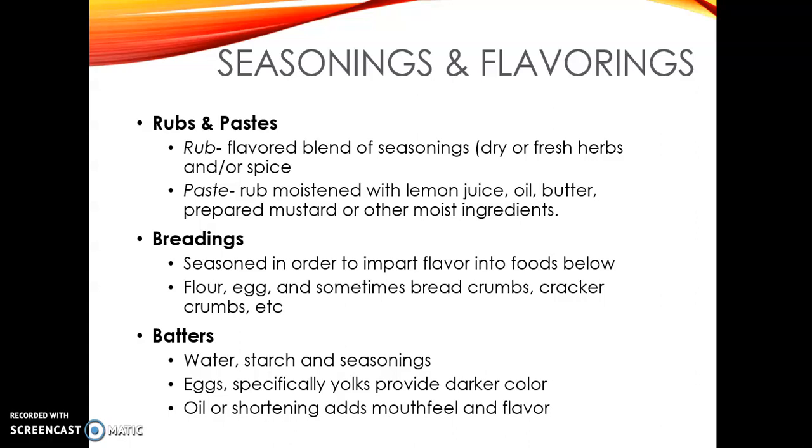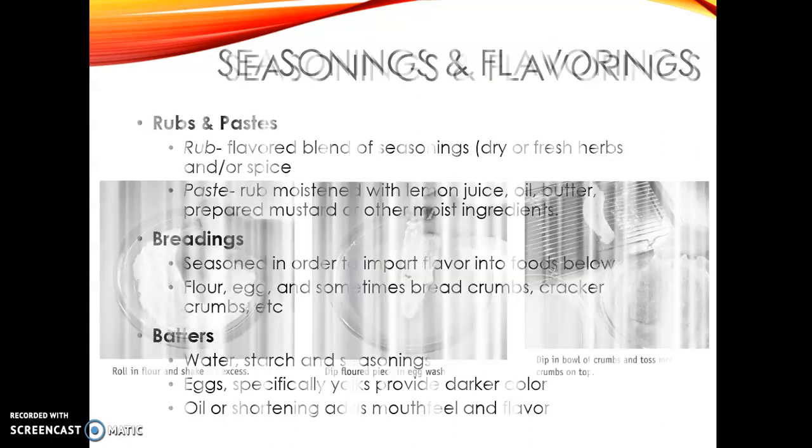Breadings, you always want to season your breading first to really give flavor. And breadings can be made of flour and eggs, and sometimes breadcrumbs or cracker crumbs. Batters, on the other hand, have water or a liquid involved, and starch and seasonings. And eggs, specifically egg yolks, provide a nice deeper color in a batter. Oil or shortening can add mouthfeel and flavor to a batter as well.